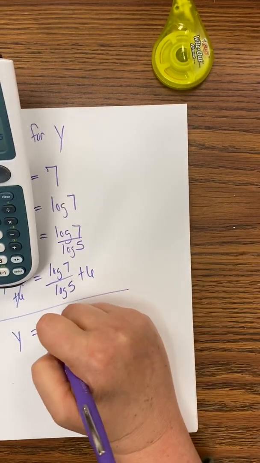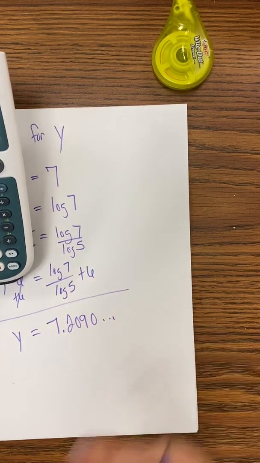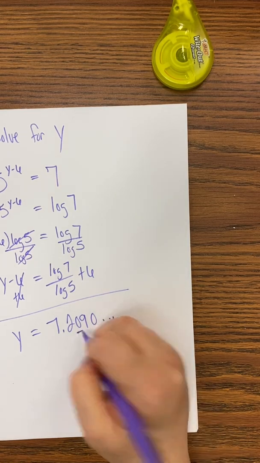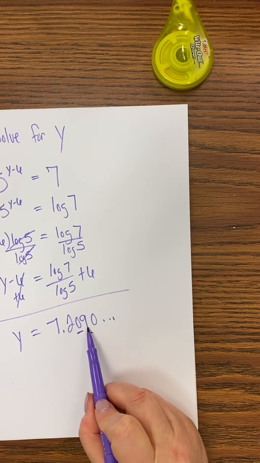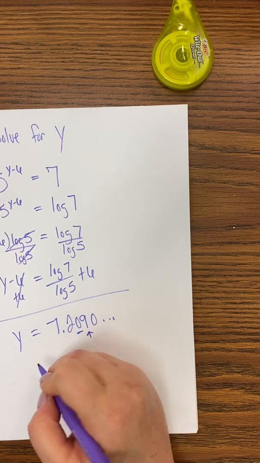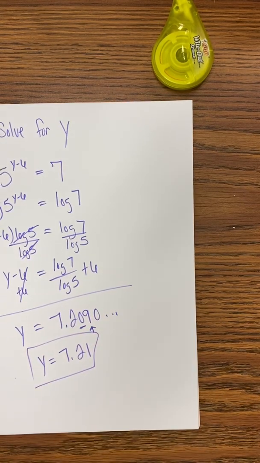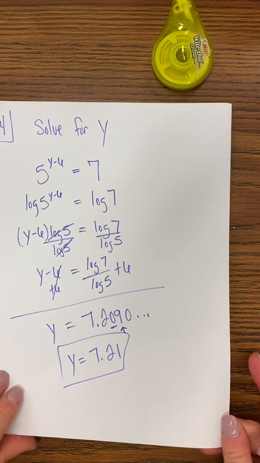So that is going to be 7.2090... Now these problems you're rounding to the nearest hundredth. So 0 is the hundredth, and 9 is what you look at. Well, 9 is 5 or more, so that's going to round the 0 to a 1. And that is your final answer for that one. So remember, this is like 3 through 4.